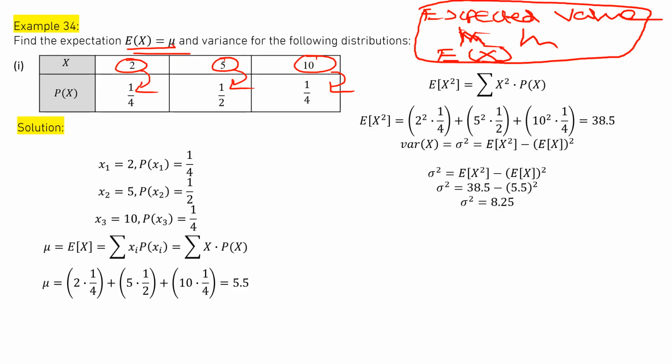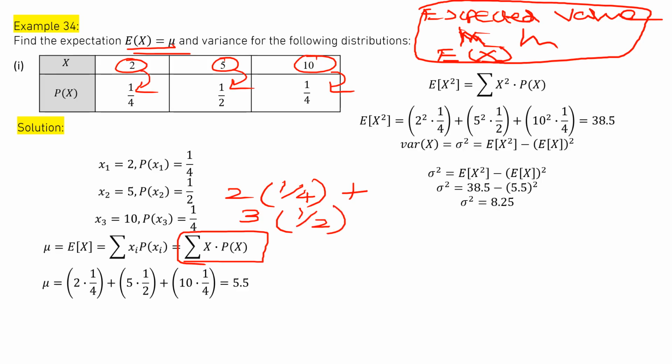Okay, so what is E of x? E of x means we know the formula: summation x into P of x. So that means x value 2, the corresponding probability value 1 by 4, plus next x value 5, the corresponding probability value is 1 by 2, plus 10, the corresponding probability value is 1 by 4. So if you simplify, you will get 5.5 as the answer. So that means the E of x value is equal to 5.5.